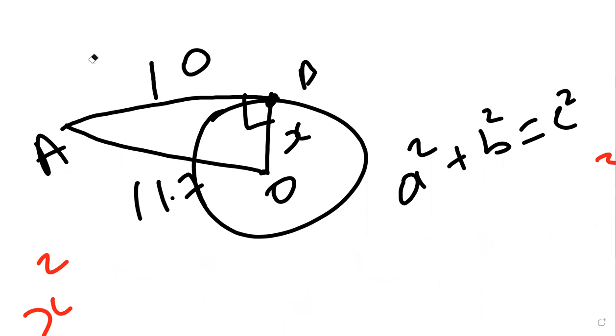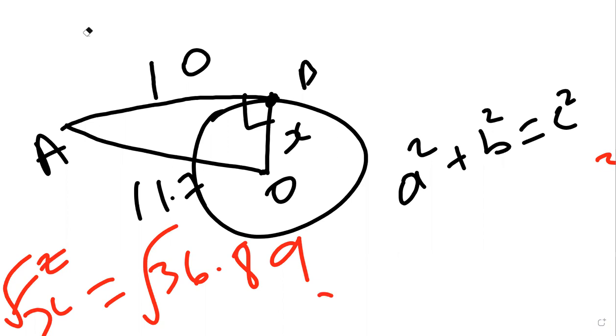So what I have right now is 36.89. Let me check before I move on. Right, 9. Now I need to find the value of x, so I need to square root both sides. So x is going to be equal to the square root of 36.89. The square root is going to be 6. Let's round this to 2 decimal places: 6.07.